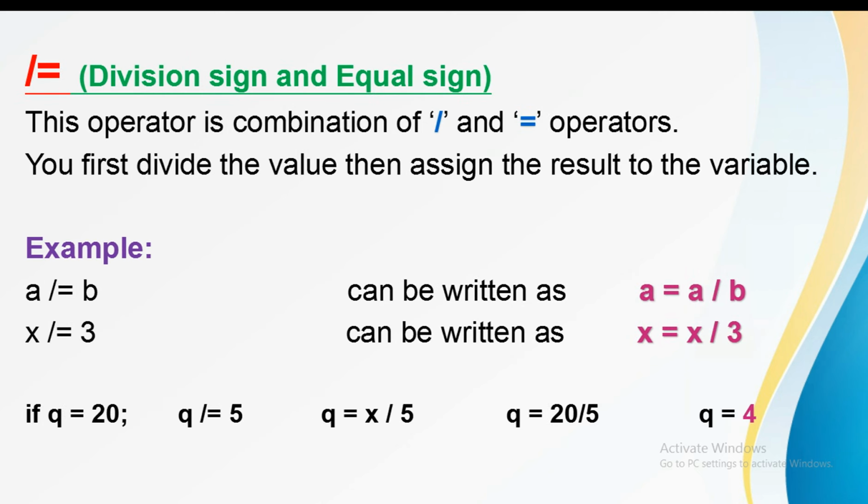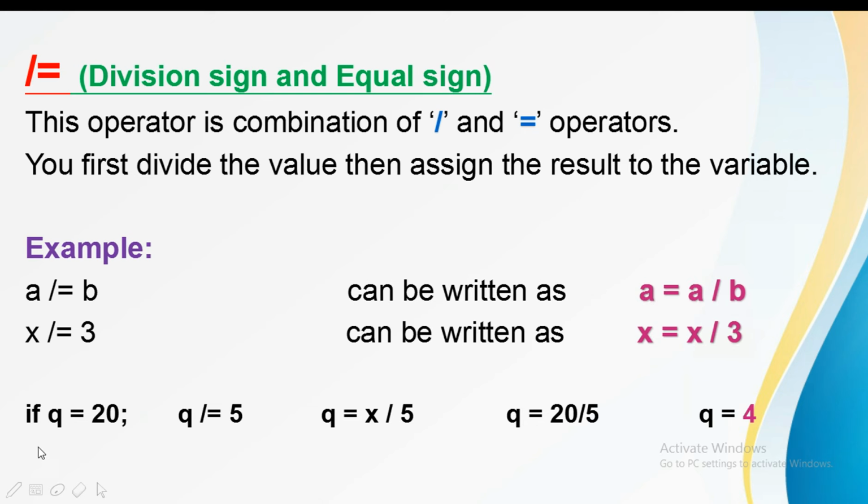The last one, we have division sign and equal sign. This is we are combining the division and equals operators together. So we first divide, then we assign the results to the variable. So tuna divide, alafu tunapeana ile results tunaipeana kwa variable. Sasa tuko na a divided by equals to b can also be written as a is equals to a divided by b. Then we have here x divided by equals to 3. Tunaweza iandika kama x is equals to x divided by 3.